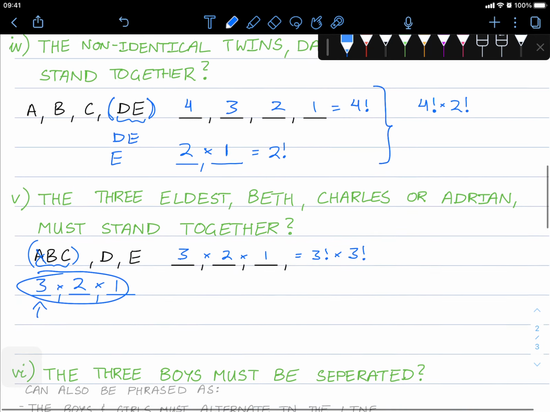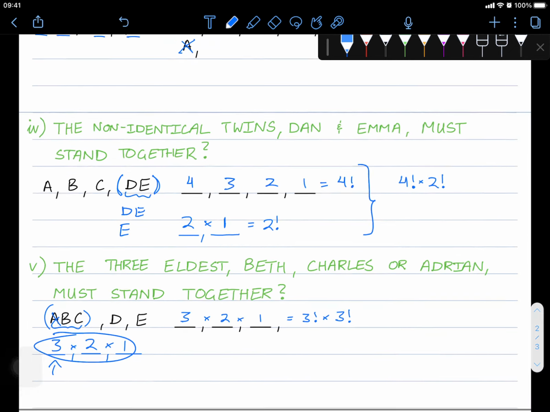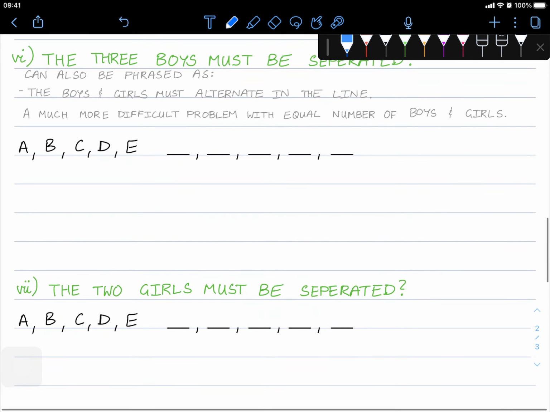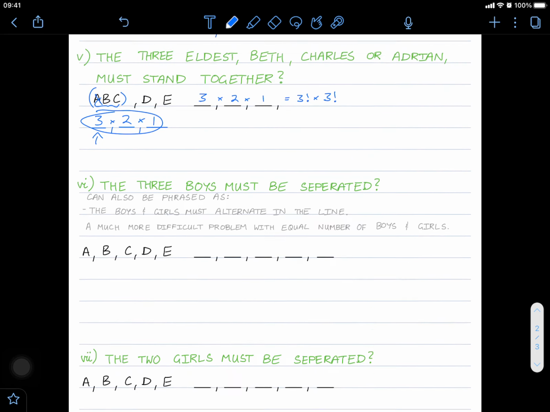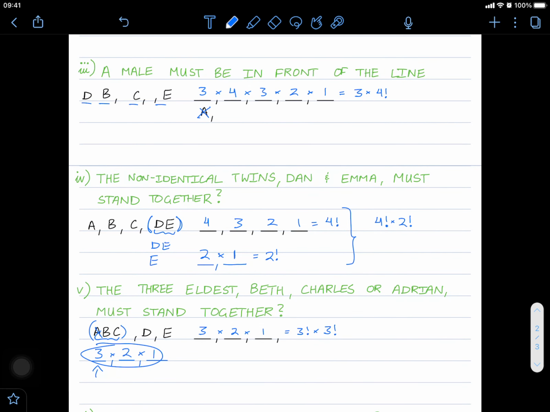Okay, so that's the first half of this video. We have 2 more examples here, and these get rather difficult. So far, I hope that's given you an insight into how we can model the situation that's being described to us in order to count the total number of arrangements.